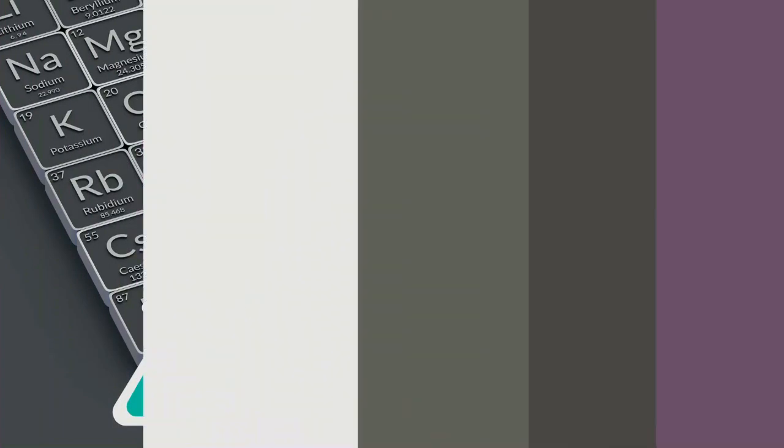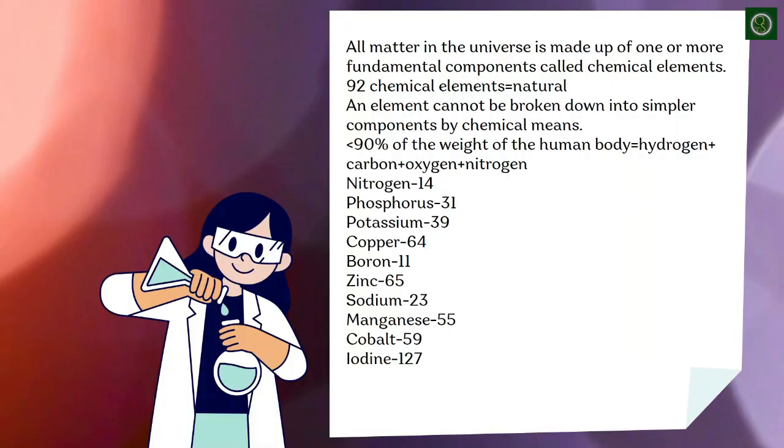Chemical elements. All matter in the universe is made up of one or more fundamental components called chemical elements. 92 elements are natural. An element cannot be broken down into simpler components by chemical means. More than 90% of the weight of the human body is made of chemical elements like hydrogen, carbon, oxygen, and nitrogen. It is important for a person in the medical field to know the atomic mass of at least a few elements. I've listed some here.